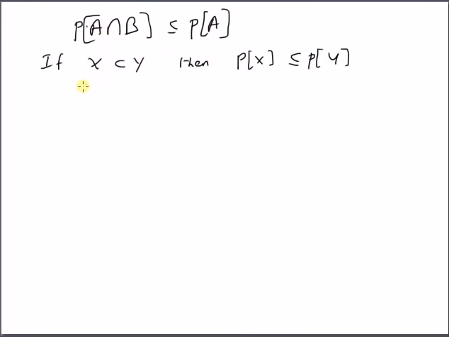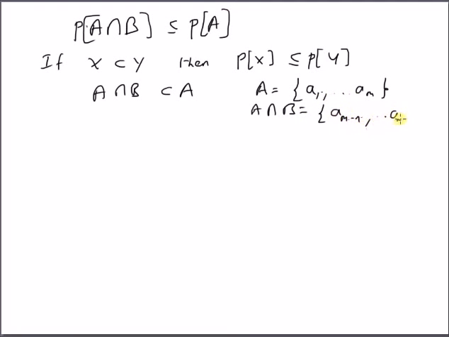We can clearly see that the event A intersection B is clearly a subset of the event A. This is true because, for example, if the event A consists of the outcomes A1 up to AM, then the event A intersection B will consist of the outcomes AM minus 1 up to AM. So clearly the event A intersection B is a subset of the original set A. So by using this theorem, we can state that the probability of A intersection B is less than or equal to probability of A.